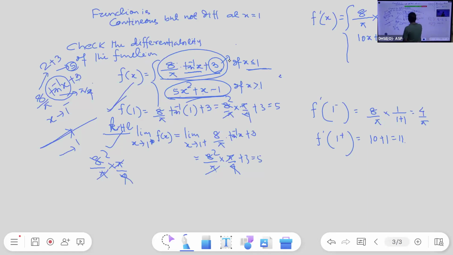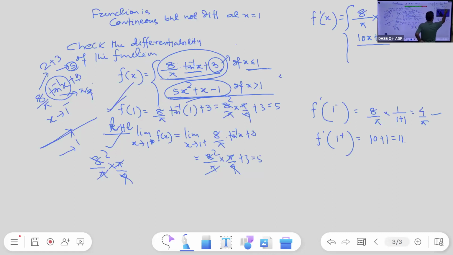On the right hand side of x equal to 1, the derivative of the function will be: 5x square, the derivative of x square is 2x, 5 into 2x is 10x, so 10x plus 1. Now we have to find the left hand derivative and right hand derivative when x approaches 1. Left hand derivative will be 8 by pi into 1 by 1 plus 1 square, that is 8 by pi into 1 by 2, that is 4 by pi.